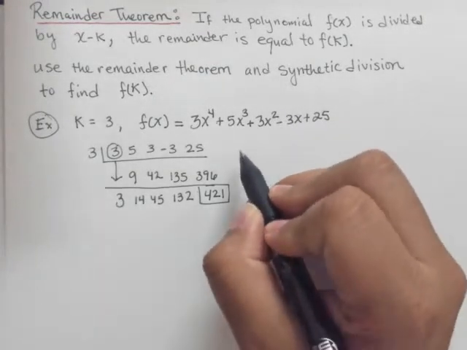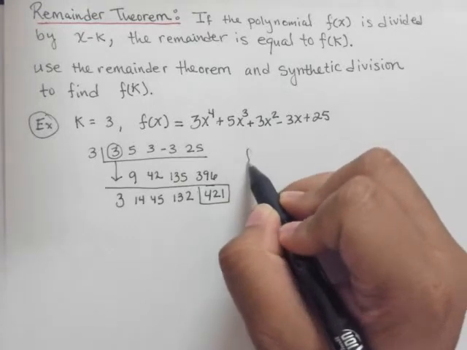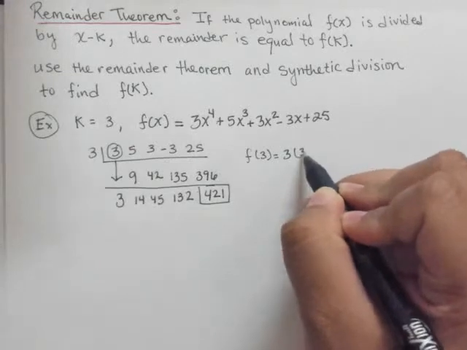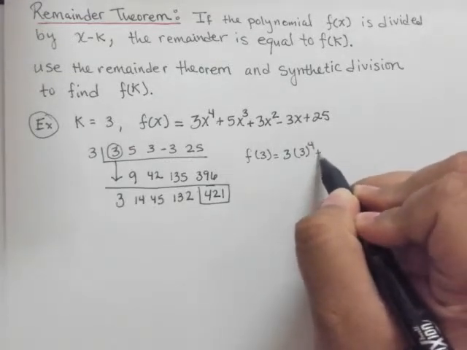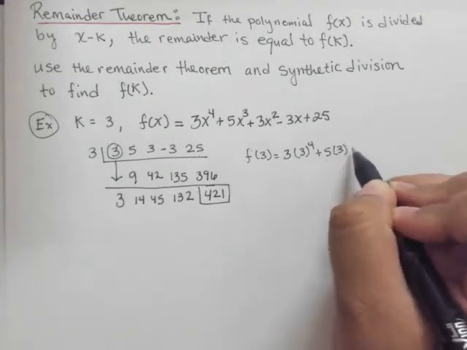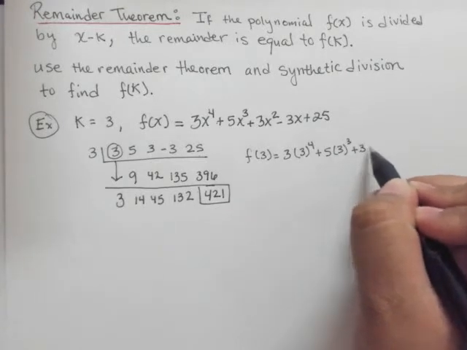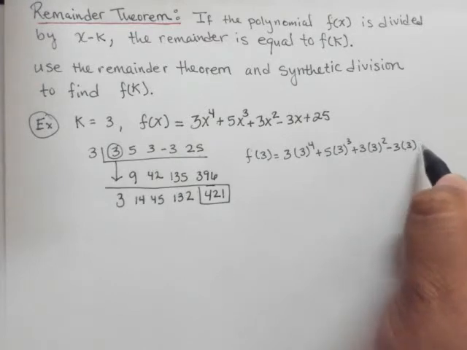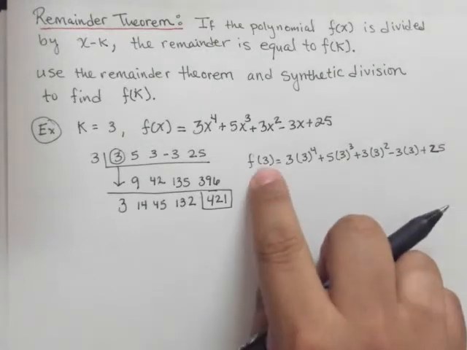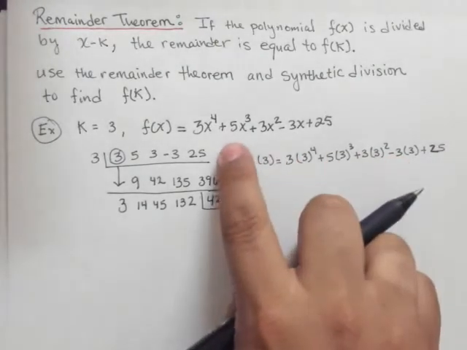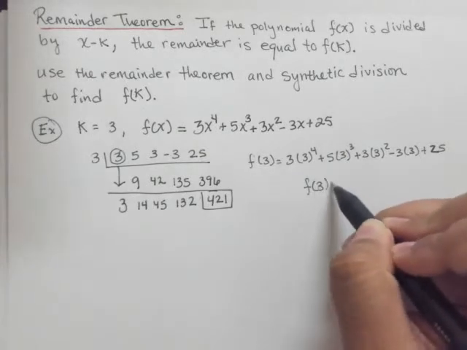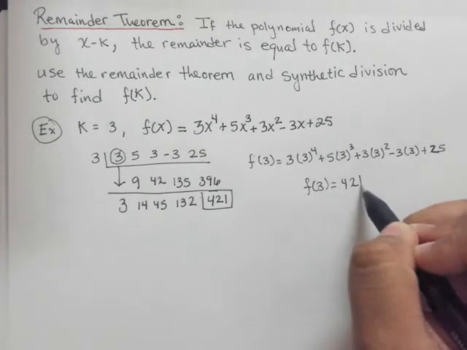But guess what happens? When you plug in 3, well, let's just do that really quickly. I'm not even going to bother to work this one out. You can verify this by hand or on your calculator. But I'm just going to show you what we're doing here. So you plug in 3 into the original polynomial here, and you end up getting the fact that f of 3 equals 421.